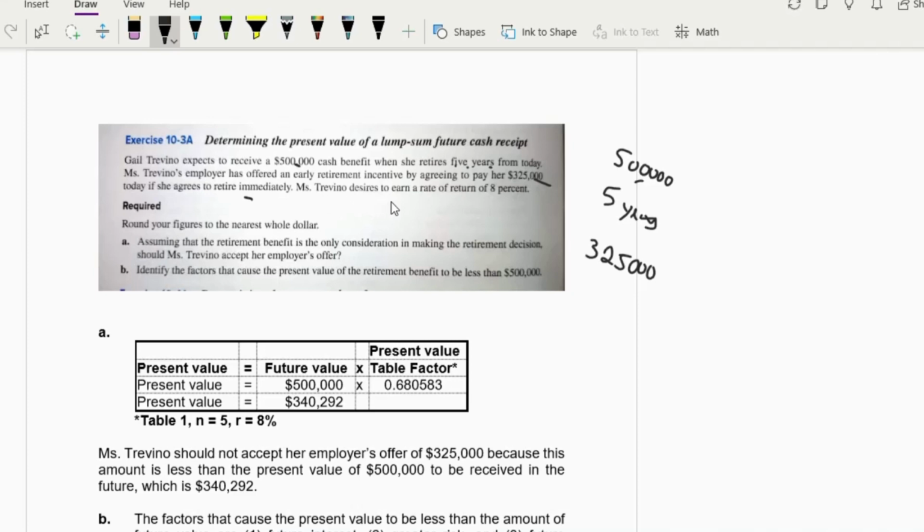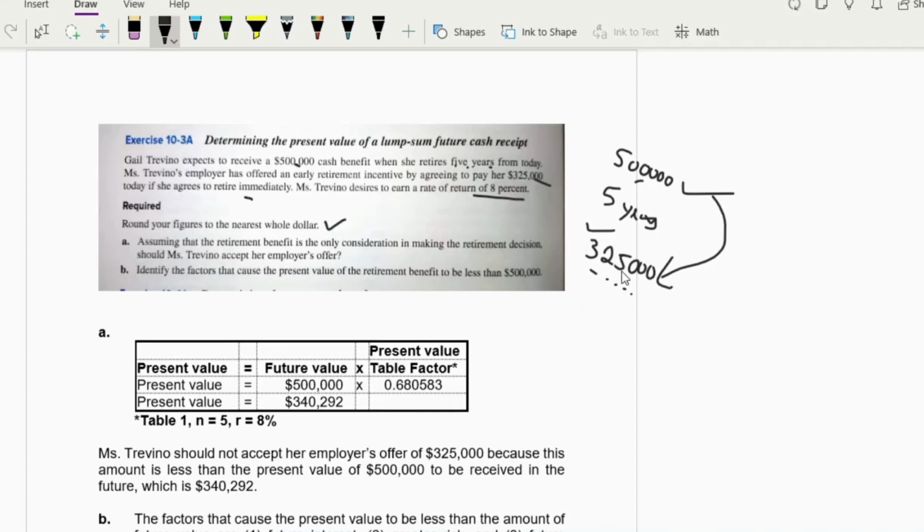Miss Trevino desires to earn a rate of return of 8%. Again, they want us to round off the answer. Assume that the retirement benefit is the only consideration in making the retirement decision. So this benefit is the only thing, she's not receiving anything else. Should Miss Trevino accept her employer's offer? So we know that we can check it if we calculate the present value of this amount and see, is it equal to 325,000? If it is equal or less than 325,000, Miss Trevino should accept this, right?